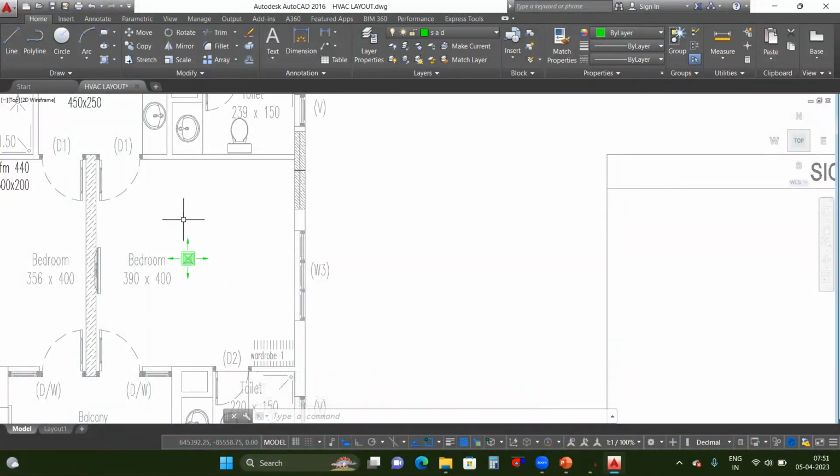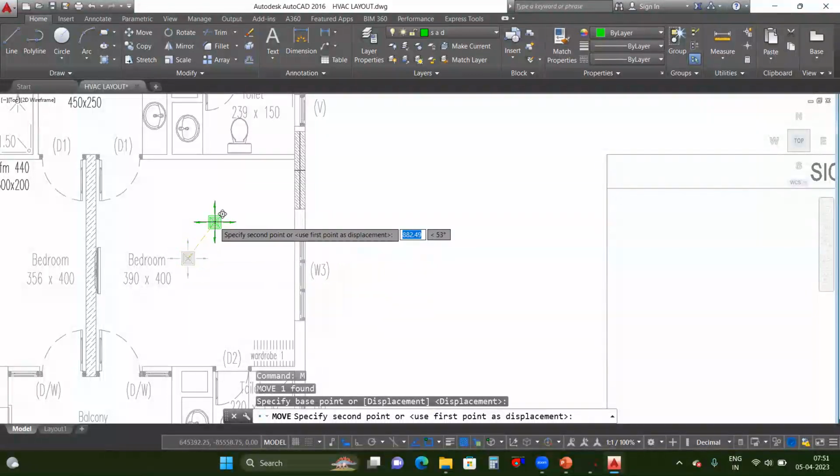So the diffuser is in the center of the room. So the air should go in these directions, these and these directions. So we can call this a four-way diffuser. Okay. So the airflow is in four directions. So we can call this a four-way diffuser.